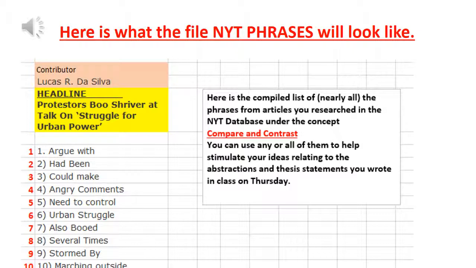When you open the file, here's what you'll see. You'll see on the left a list of the headlines and the contributors that they researched, and moving down the file you should see all the phrases that are numbered 1 through about 200. Take those phrases, combine them. Any combination from any article should do, because they all relate to compare and contrast, and use them to start to build ideas and link them together to support your abstract concept and your thesis statement.